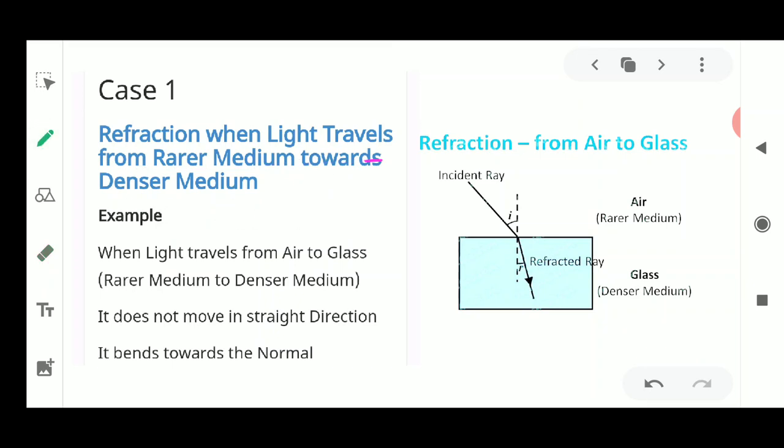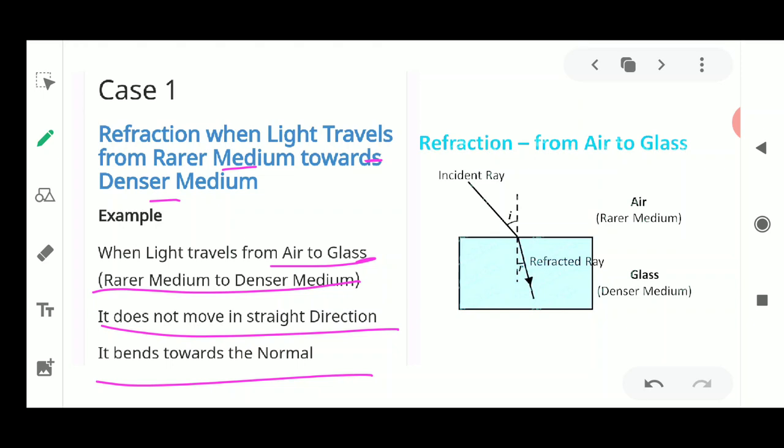The first one is the refraction of light when it is traveling from a rarer to a denser medium. For example, when the light rays travel from air to glass, that is from rarer to denser medium, it does not move in a straight line, it bends towards the normal. As it strikes obliquely, refraction takes place because it is moving from optically rarer medium to optically denser medium. That is why it bends towards the normal.